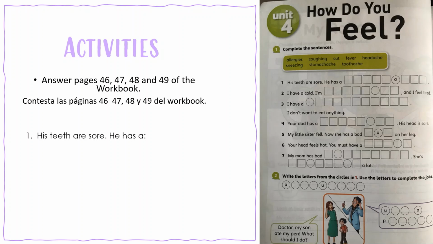Let's start with page 46. Number 1. Complete the sentences. Here you have to read the sentence and then complete with the words of the chart. For example, number 1. His teeth are sore. So he has allergies, coughing, cold, fever, or toothache. The answer will be toothache, okay? Now it's your turn. Please finish the exercise.